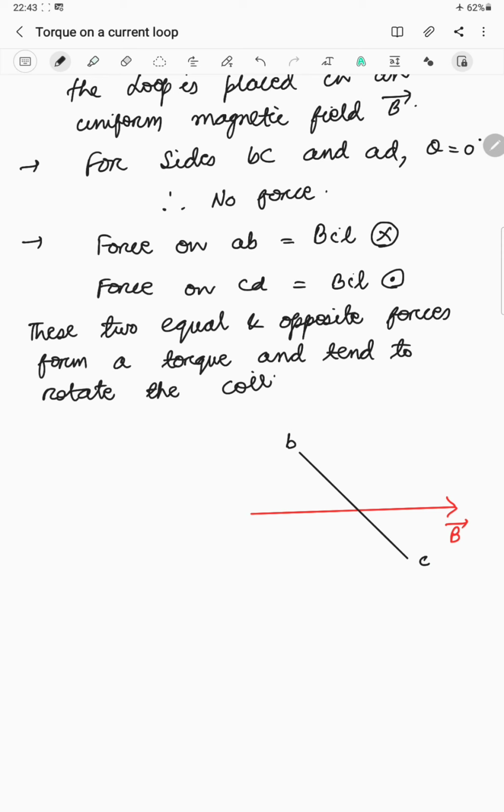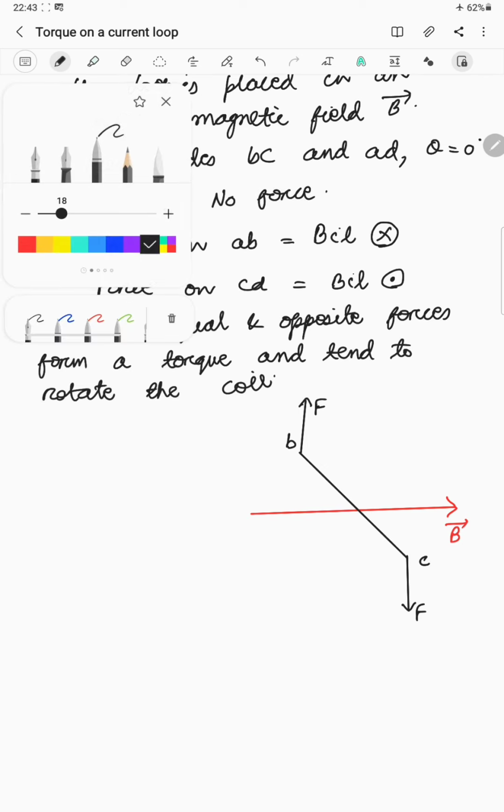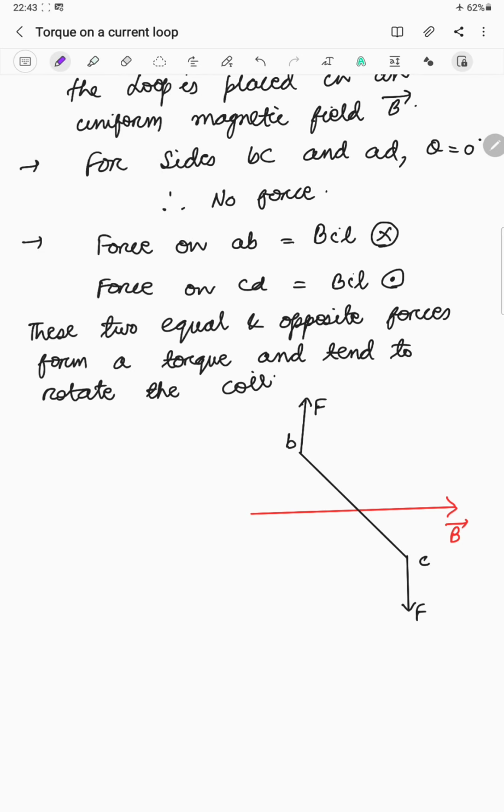Now what is the direction of the force? One force will be along this direction. If I take the top view, the force will be along this direction. The other force will be in this direction. Remember, I am having the top view. Now let me complete this right angle triangle, because for finding out the torque I want the perpendicular distance.